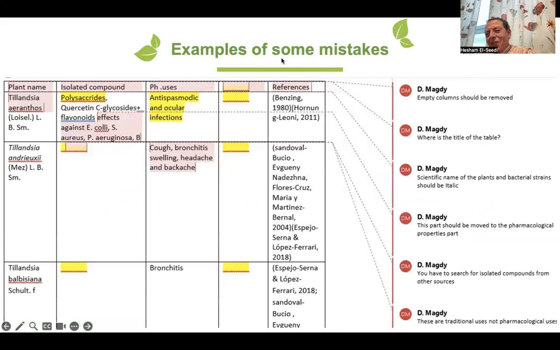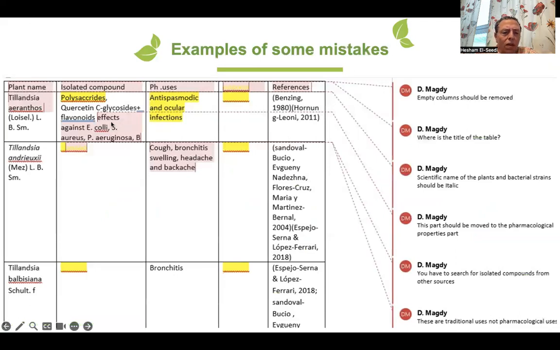One example from our student. See here, if we would like to correct this table, first, there is no title. Number 2, here is the plant name, but the plant name must be in italic. It comes to isolated compound. Here is polysaccharides, but polysaccharides is a class, not a compound. So you have to search and find the chemical compound.